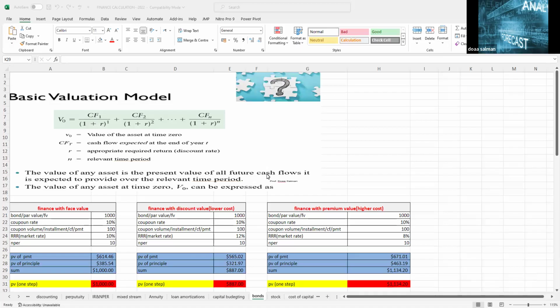Hi everyone. Today we're going to talk about valuation, focusing on bond valuation and stock valuation using Excel. As you see here, when we do basic valuation, we need to know the present value of the future stream of cash flow expected at the end of the year. So we're going to do bond valuation by giving you three scenarios.